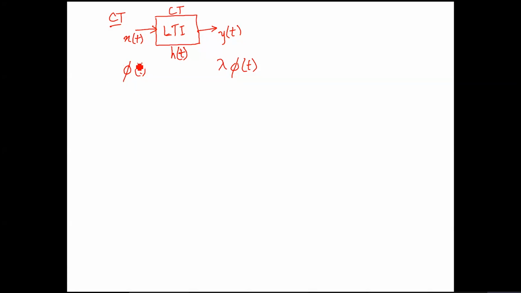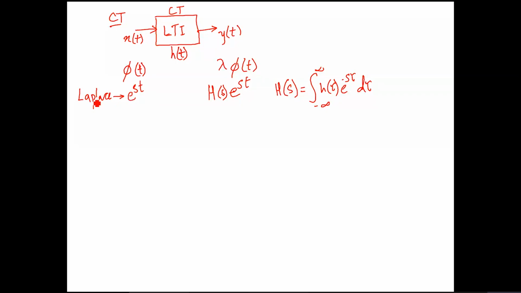And how to identify an eigenfunction? One eigenfunction was given to us by Laplace. He said that e raised to the power st is an eigenfunction, and we actually checked and found that yes, it is, because if we give that as an input, the output comes out to be H(s) times e raised to the power st, and we showed that this H(s) was the integral from minus infinity to infinity of h(tau) e raised to the power minus s tau d tau. This is actually what Laplace gave us.